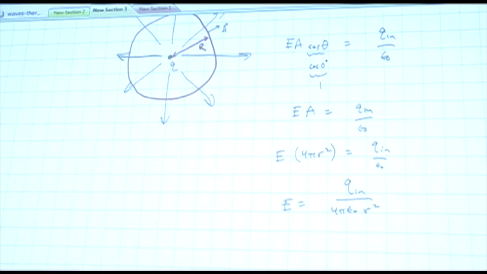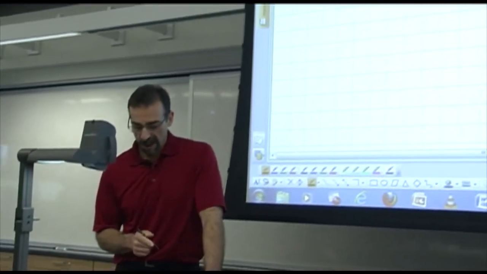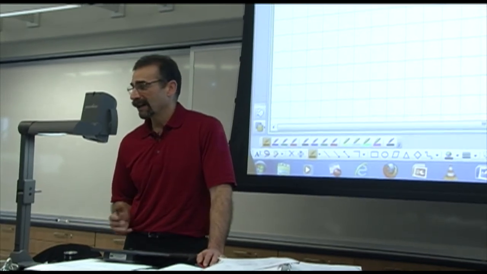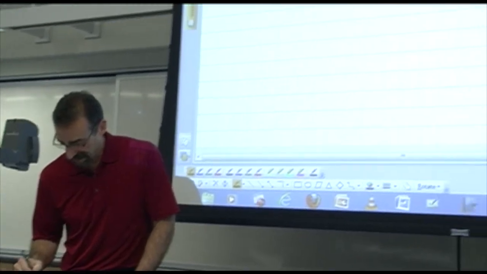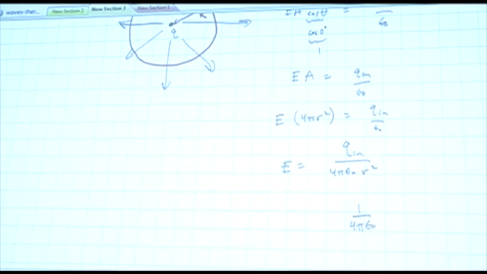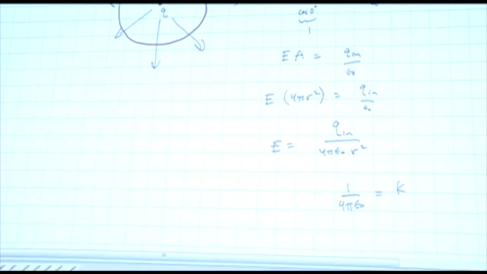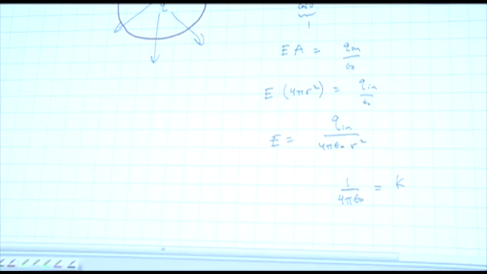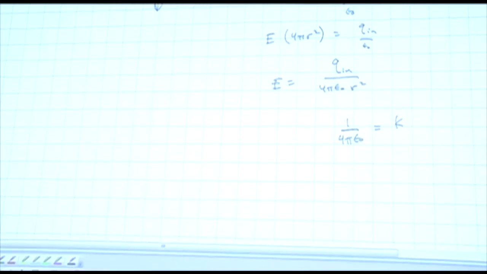So far, so good? So the question is, what is this 1 over 4 pi epsilon naught? Well, it's K. 1 over 4 pi epsilon naught is equal to our constant K that we use in KQ over R squared, right? In K, Q1, Q2 over R squared for the force. This electric constant, K, is 8.99 times 10 to the 9th.